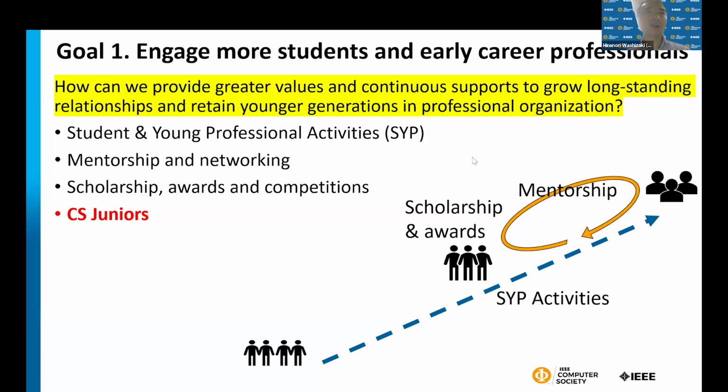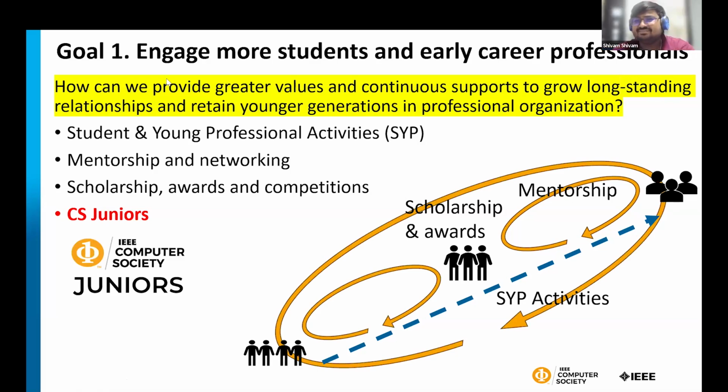Actually, it is not yet finalized, but we are currently discussing how we can extend scholarships, awards, and related activities. But I say that we wish to extend such aspects, which are mostly about supporting early career professionals and students, together with some senior or professional members. Then as I said, SYP activities are a kind of foundation.